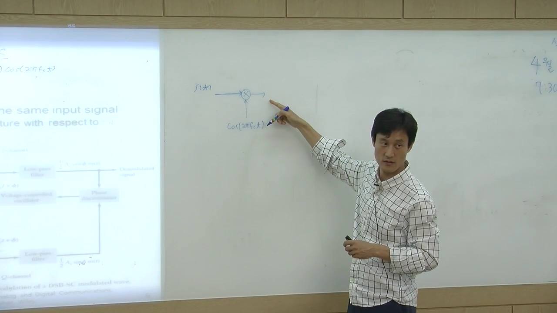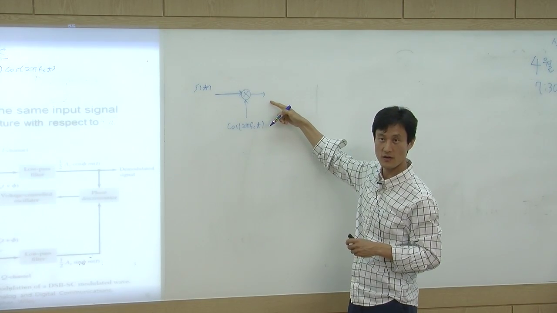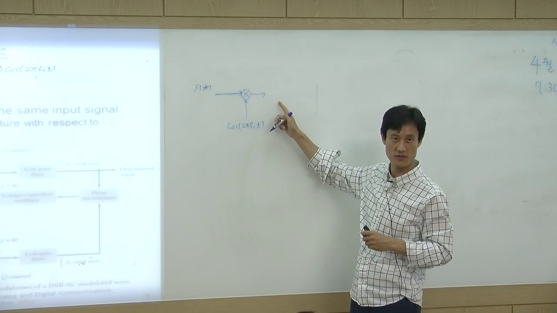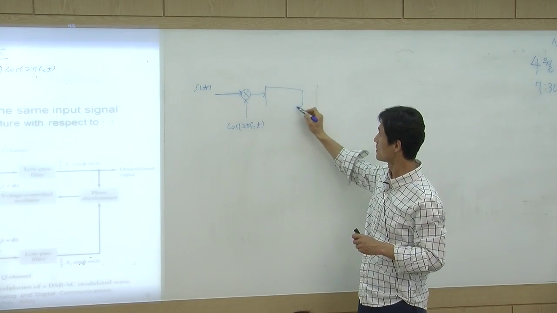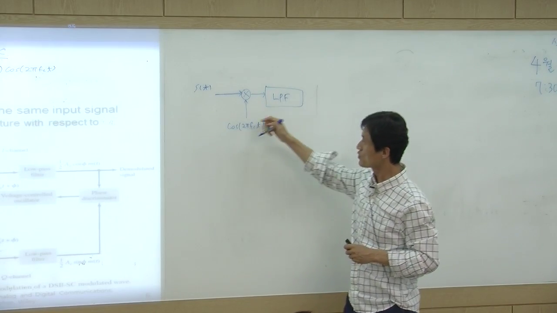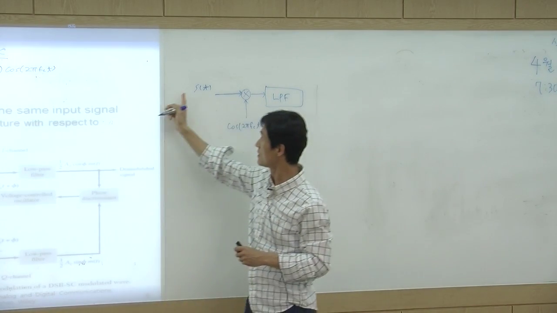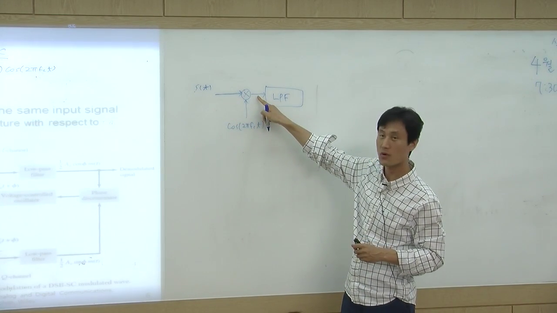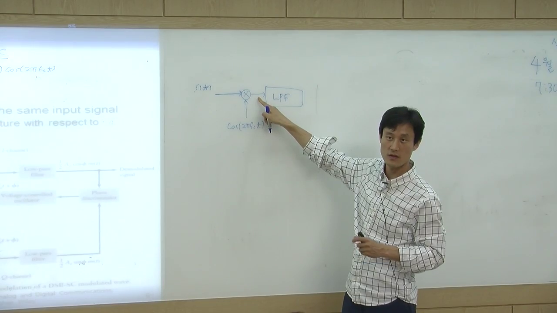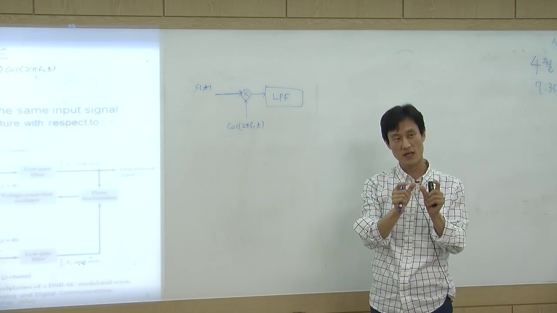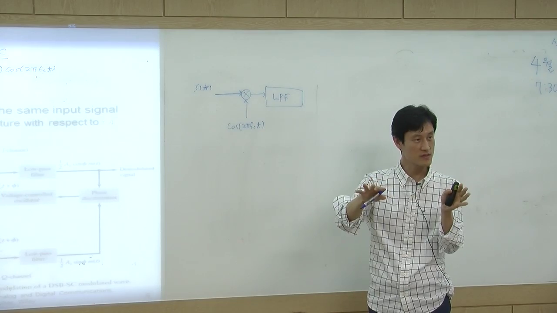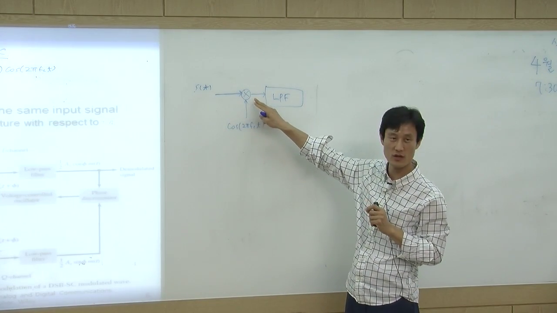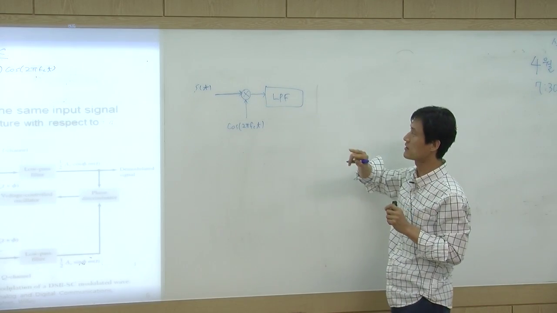You need to have a low pass filter. Remember, every time you have a mixer, you need to have a low pass filter. Right? Remember that? Why? Because we already have a cosine here, and you are multiplying by cosine again, so you're going to have cosine square here. Cosine square is actually the same as the DC plus high frequency. So you need to remove the high frequency. That's why every time you have a mixer, you will have a filter.